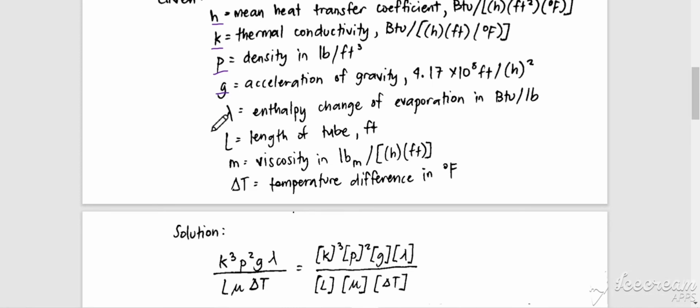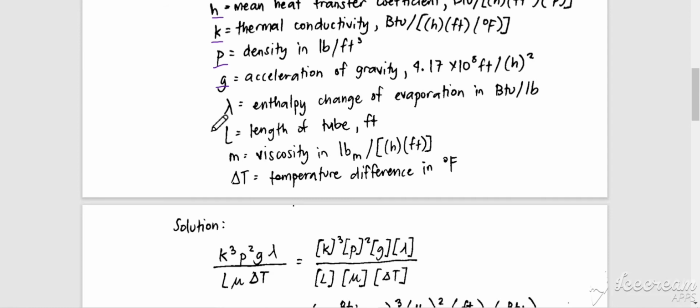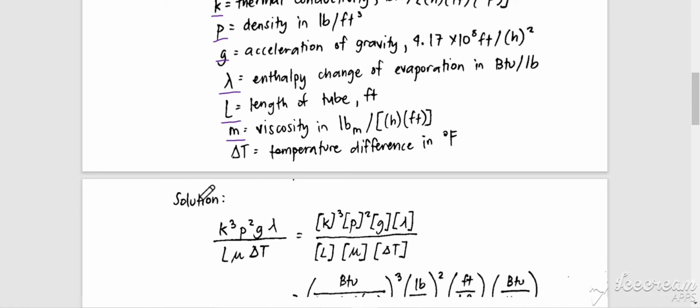acceleration of gravity with the unit of feet over hour squared. Lambda for enthalpy change of evaporation with the unit of BTU over pound. L for the length of tube with the unit of feet. Mu for viscosity in pound over hour feet. And for temperature difference, we have the unit of degree Fahrenheit.